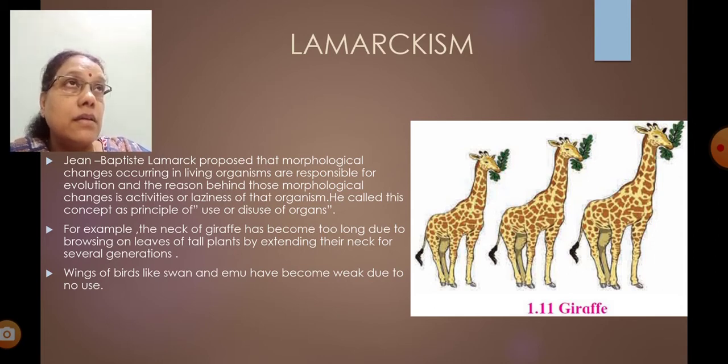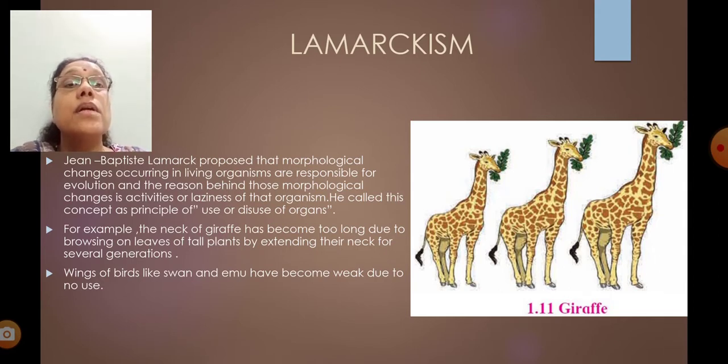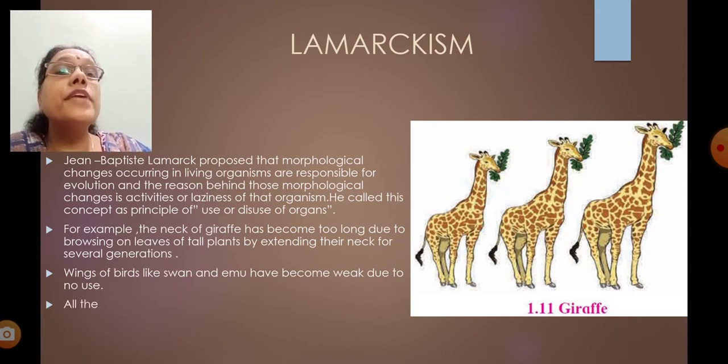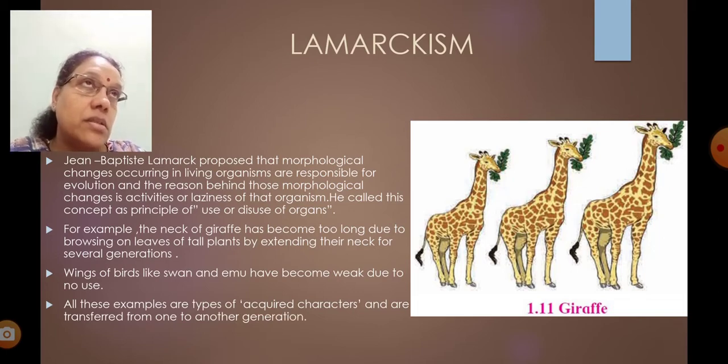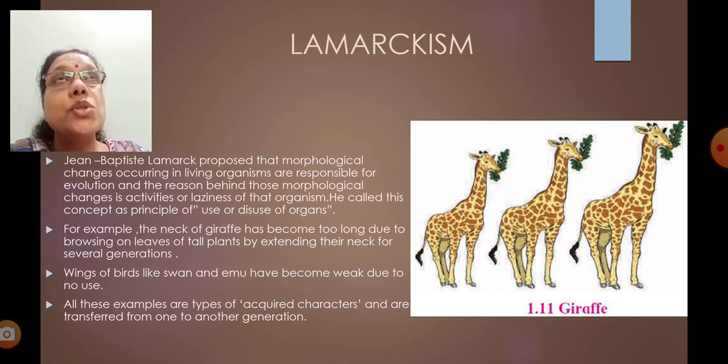So many years back, the neck of the giraffe was not as long as the giraffe which we are seeing now. So this is due to the browsing of the leaves from tall plants. The giraffe used to extend the neck and start to eat the grass or the leaves. Maybe because of that, the current structure of the giraffe's neck has come about. Wings of birds like swan and emu have become weak due to no use. All these examples are types of acquired characters and are transferred from one generation to another. This may transfer from generation to generation.